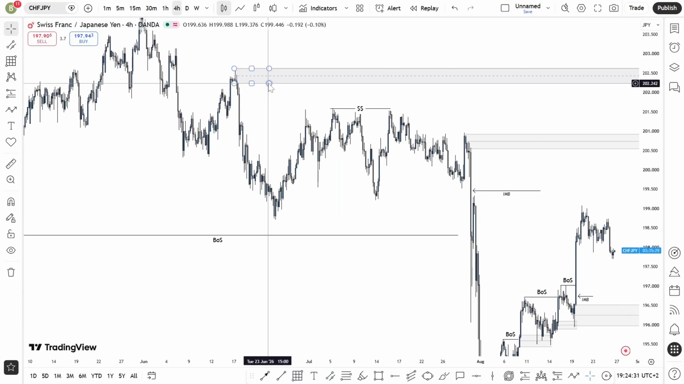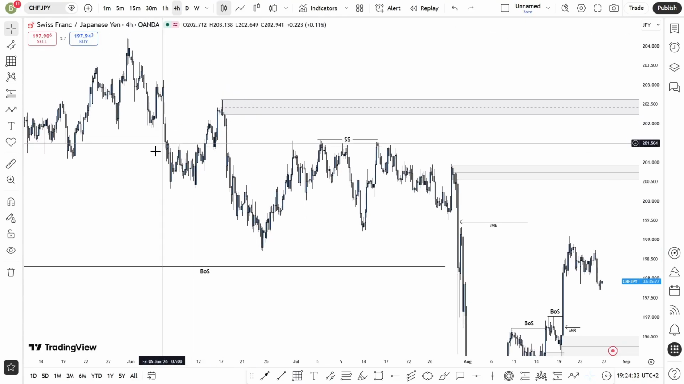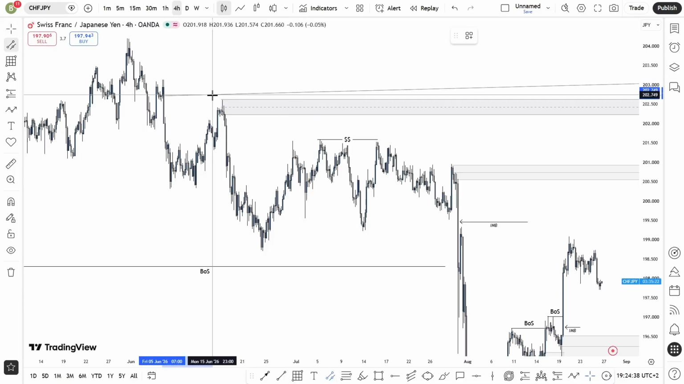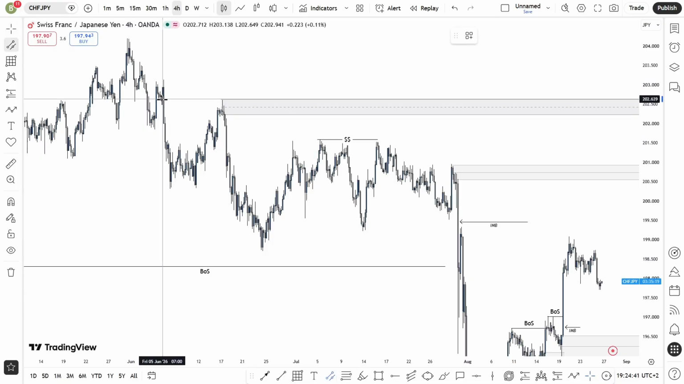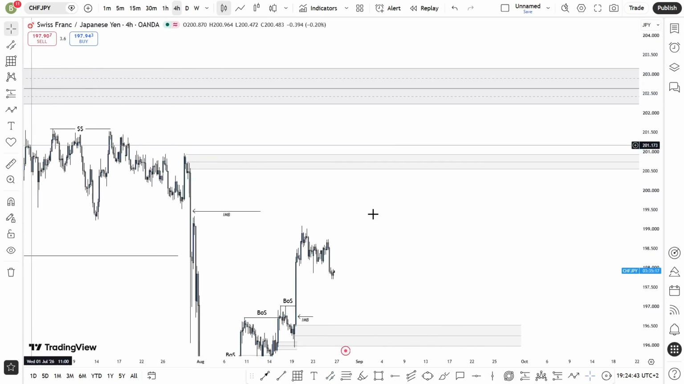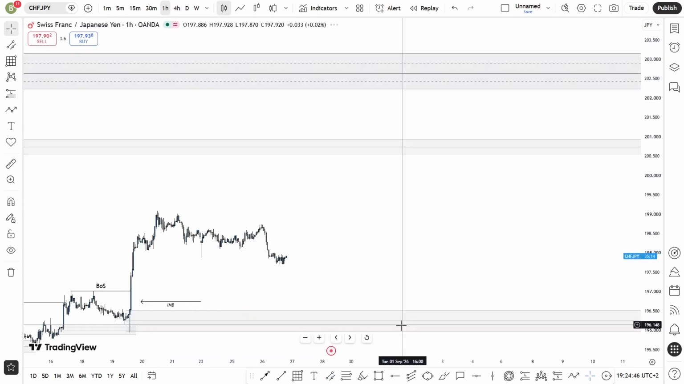These are very, very long targets, and if you want to target something a bit small, you can still do that, just because there's a lot of room for CHFJPY to push to the upside. So this is the last area of interest. Now we can push over to the 1-hour time frame.